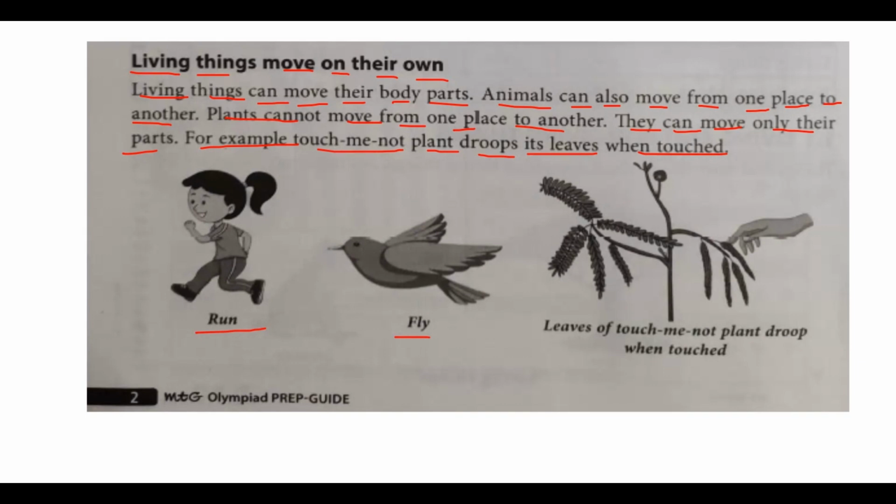What about this, a touch me not plant? If we touch the leaves of the touch me not plant, the leaves shrink. It droops. So it doesn't move from one place to another, but we can see the movement in the leaves by drooping when we touch those leaves of touch me not plant.